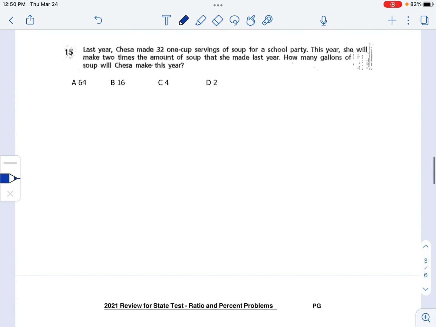All right, next one. Last year, Chessa made 32 one-cup servings of soup for a school party. This year, she'll make 2 times the amount of soup that she made last year. How many gallons of soup will Chessa make this year? Well, last year she made 32 cups. This year she's going to make 2 times that amount. So let's double it to figure out how much she's making this year. So this year she's making 64 cups.